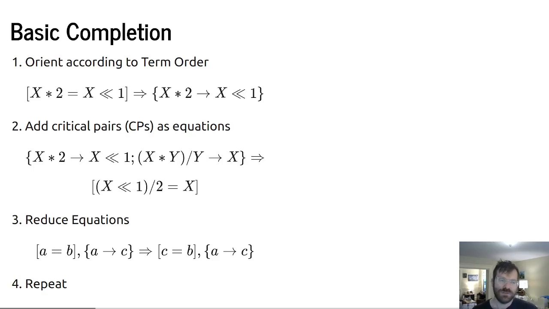And then we reduce the equations we've derived with respect to the rewrite rules. And that gives us a notion of simplification, or throwing out redundant equations that we didn't really need, that the rewrite rule system is already powerful enough to prove. And then you repeat. Okay, and so that's the basic thing. It's almost a brute force direct method to try and repair confluence.